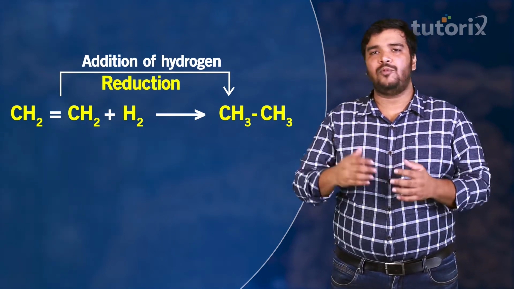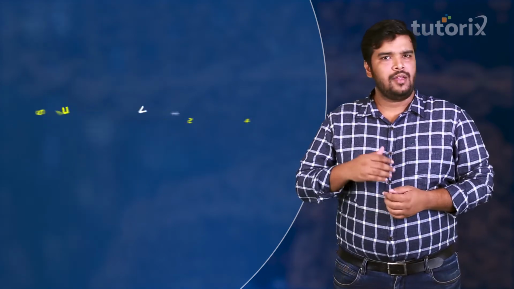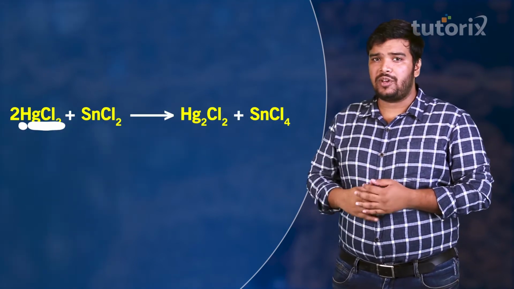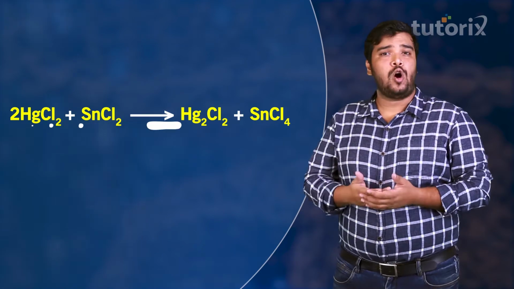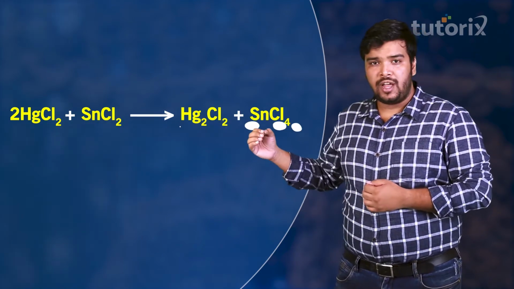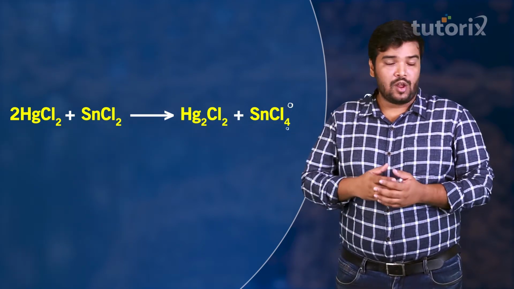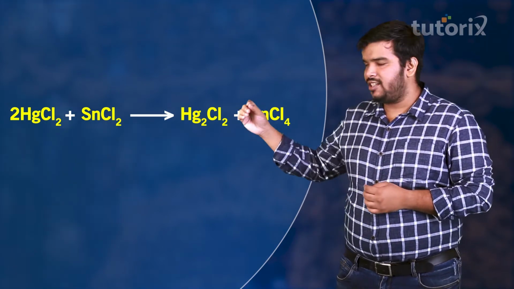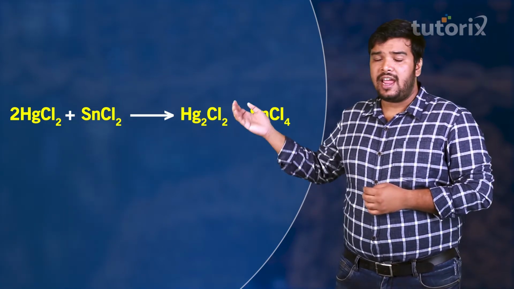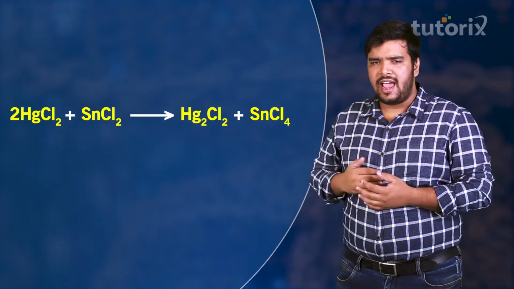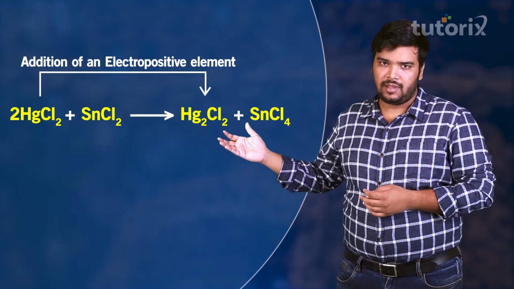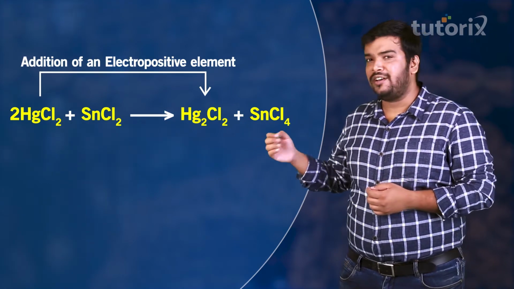Now let's look at one more reaction. Now in this reaction, HgCl2 is reacting with SnCl2 to form Hg2Cl2 and SnCl4. Now what is happening here? Well, if you notice, HgCl2 has become Hg2Cl2. Hence, this is an addition of electropositive element Hg. Now we can say that this is also a reduction reaction.